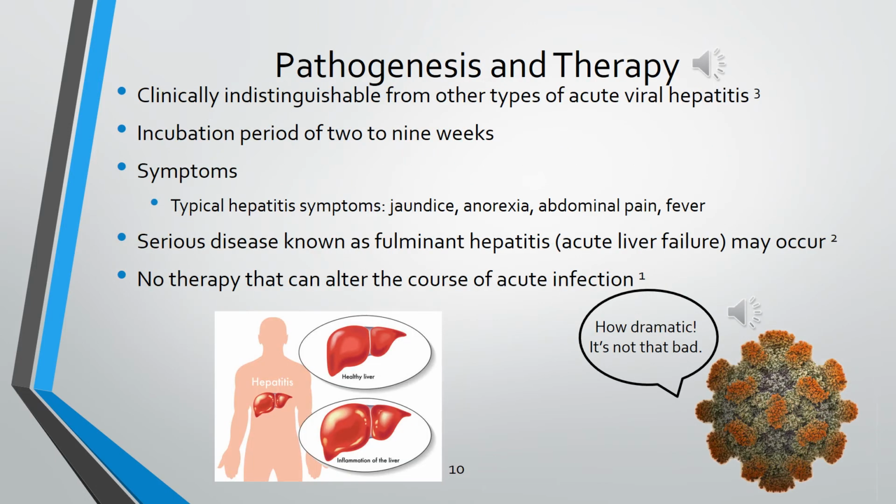Hepatitis E infection is clinically indistinguishable from other hepatitis infections. After an incubation period of 2 to 9 weeks, infected individuals will experience symptoms common to other types of hepatitis infections, such as jaundice, anorexia, abdominal pain, and fever. The disease is usually mild, resolving itself in 2 weeks and leaving no long-term effects. In rare cases, a serious disease known as fulminant hepatitis or acute liver failure may occur and be fatal. Currently, there is no therapy that can alter the course of an acute infection of HEV.